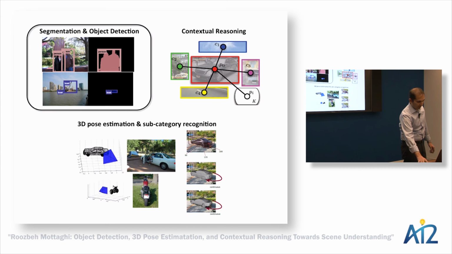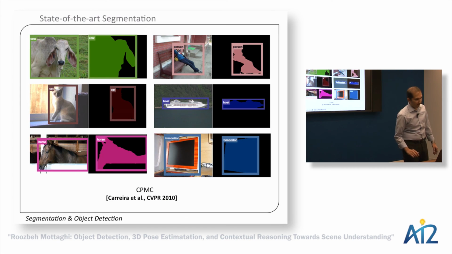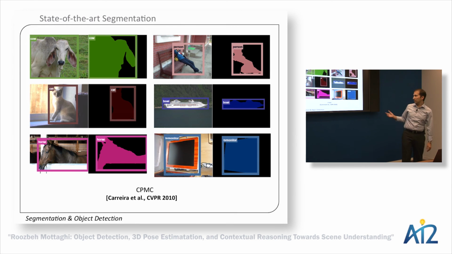Okay, so the first part of the talk is about semantic segmentation and object detection. Here is the output of one of the state-of-the-art segmentation methods. As you see, the output is more or less reasonable. It makes some mistakes, but generally it's okay.